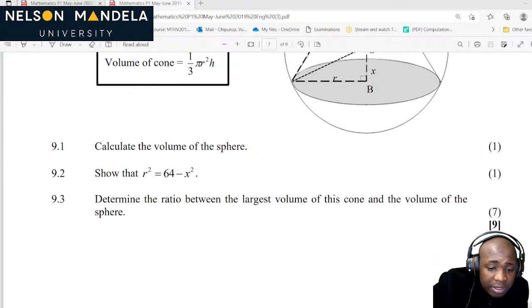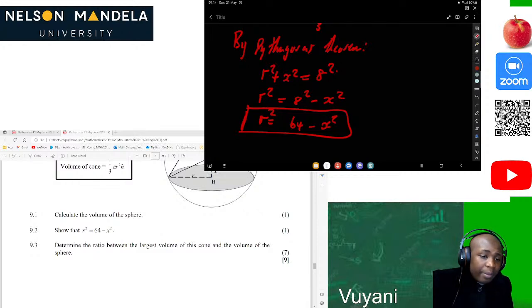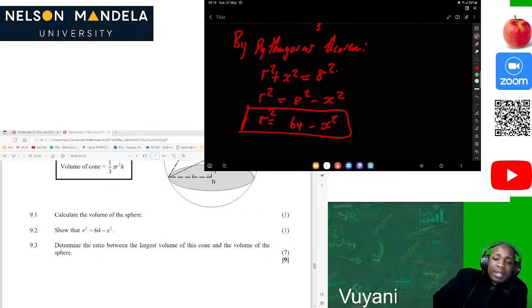So by Pythagoras theorem, r squared plus x squared is equal to 8 squared. Then we make r squared the subject of the formula. There was no need for us to make r only the subject of the formula, because the question said show that r squared is equal to 64 minus x squared. So we just did that. Then we get our 1 mark.